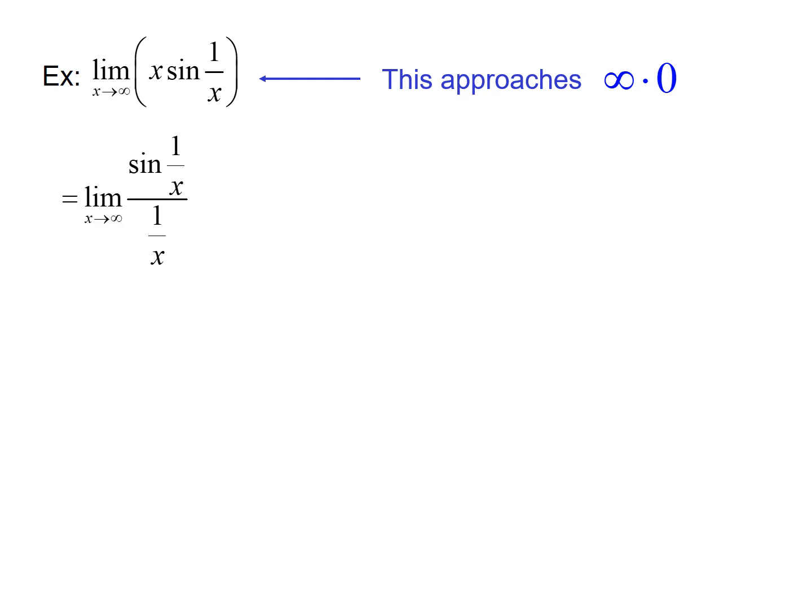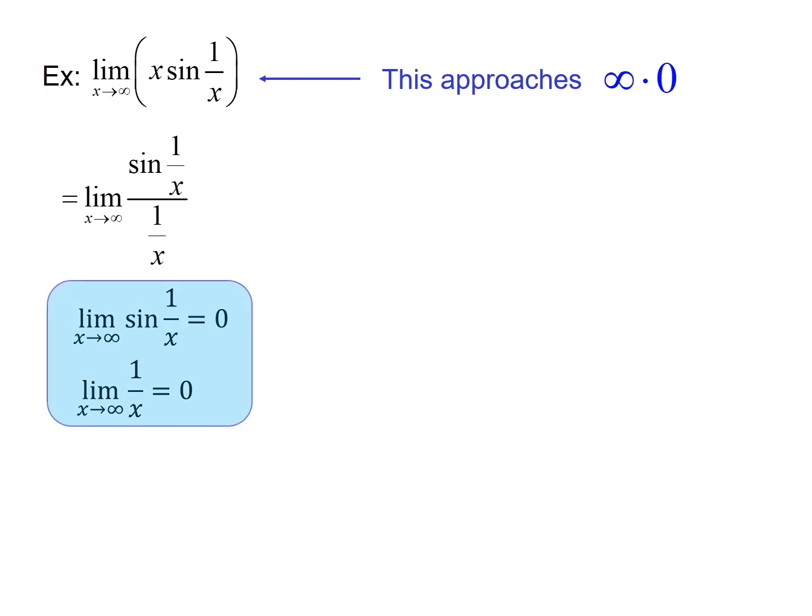And our method for evaluating this is to turn it into a fraction so we can apply L'Hopital's rule. So x times sine of 1 over x is the same thing as sine of 1 over x divided by 1 over x. Since the limit as x goes to infinity of sine of 1 over x is 0, and the limit as x goes to infinity of 1 over x is 0, L'Hopital's rule applies.